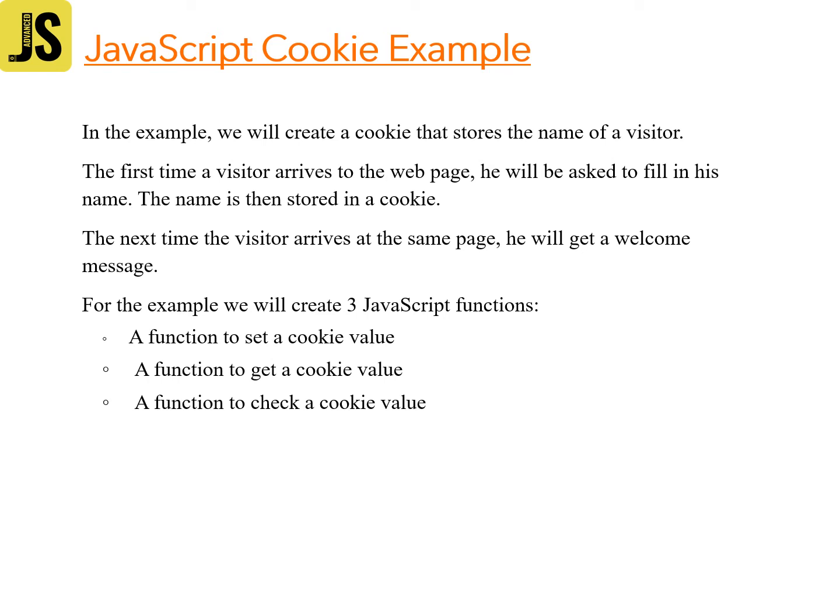For this example, we will create three JavaScript functions. These are the three functions: a function to set a cookie value, a function to get a cookie value, and a function to check a cookie value. One is for setting the cookie value, the second is for retrieving the cookie value, and the third function is used for checking the corresponding cookie value.